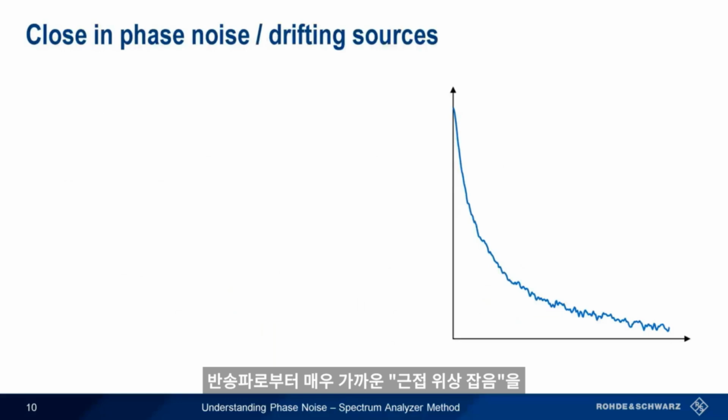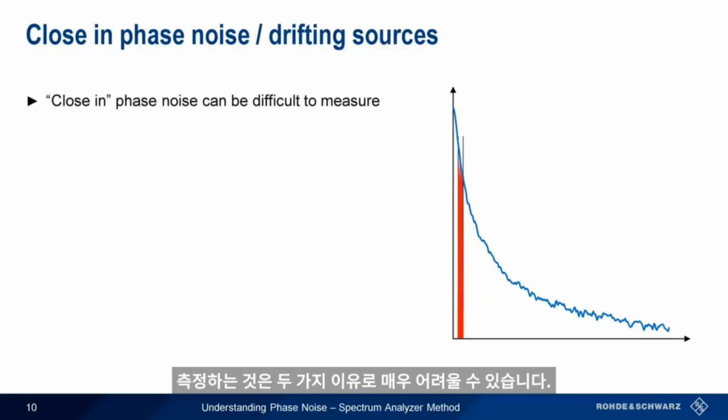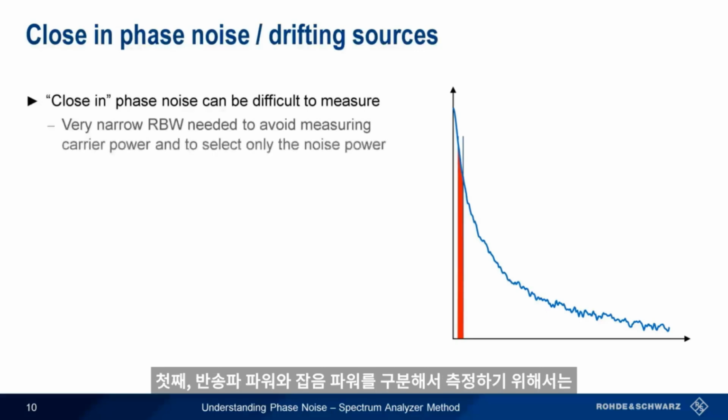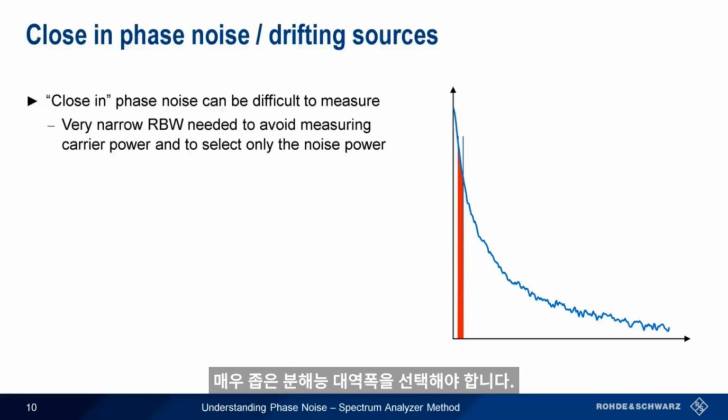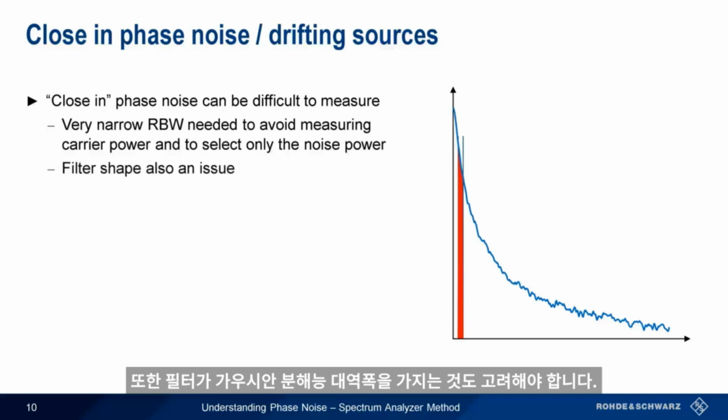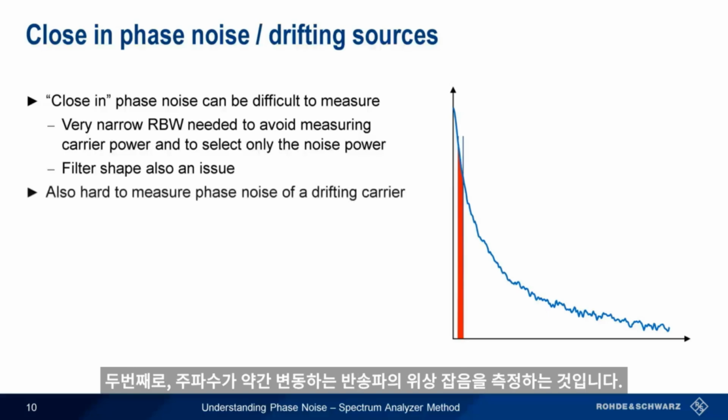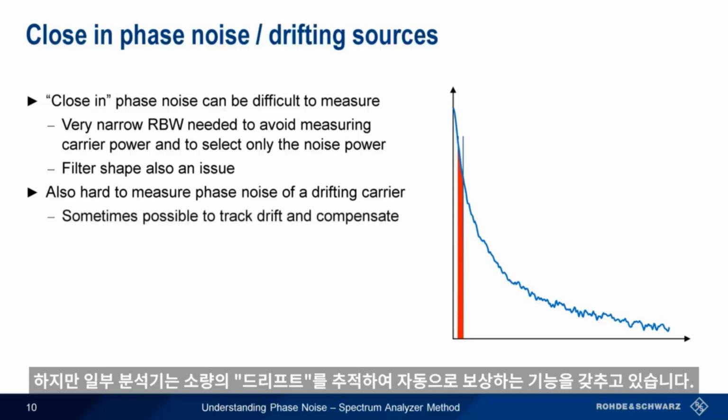Measuring phase noise at very small offsets from the carrier, or close-in phase noise, can be very difficult for two reasons. First, a very narrow resolution bandwidth filter needs to be chosen to avoid measuring the carrier power as well as the noise power. The fact that resolution bandwidth filters have a Gaussian rather than a perfectly rectangular shape also complicates this issue. An additional challenge is measuring the phase noise of a carrier that drifts slightly in frequency, although some analyzers do have the ability to track a small amount of drift and automatically compensate for it.